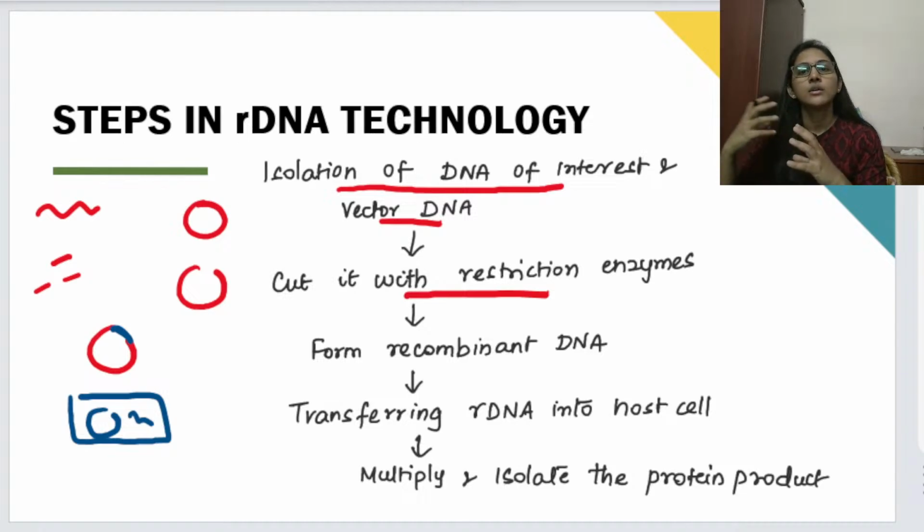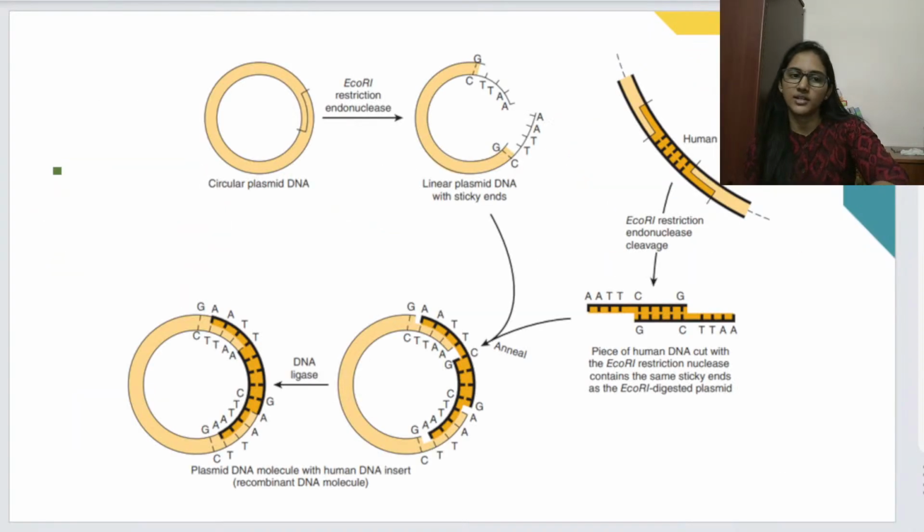So I get so many multiple copies of this gene of interest as and when the cell replicates and divides. And then I will get multiple products, out of which I will get the protein product also. This is the overview of the steps in recombinant DNA technology.